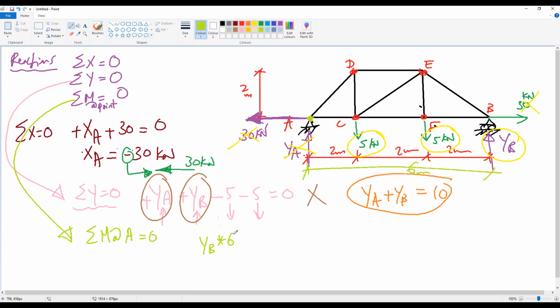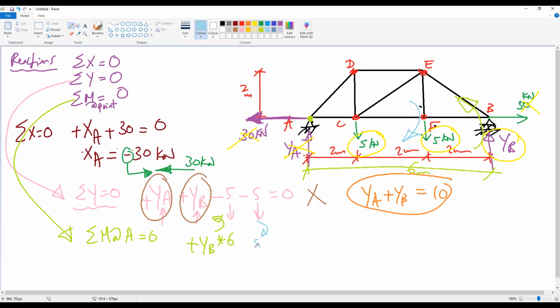Is YB rotating clockwise or anti-clockwise? If we are here, YB is rotating in this direction, so it is anti-clockwise. Anti-clockwise, we assumed last week, is positive. For 5 kilonewton, it is rotating in this direction, so it is clockwise.